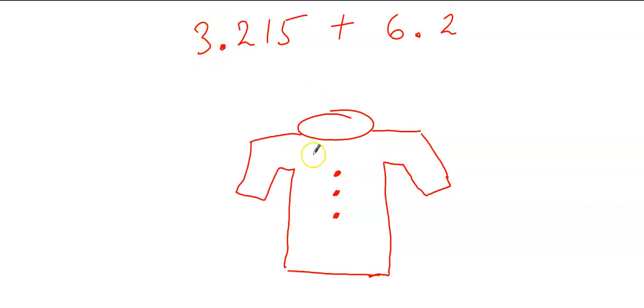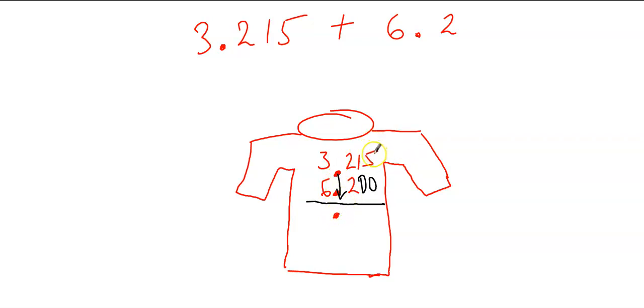So we have 3 and 215 thousandths, and we have 6 and 2/10. Here's the 6, there was a decimal, and then the 2. So in order to balance it out a little bit, we can add a couple extra zeros here to add these. Underline it, and if you notice the buttons are still lined up, and so your final answer has to have a decimal at the bottom, straight down.